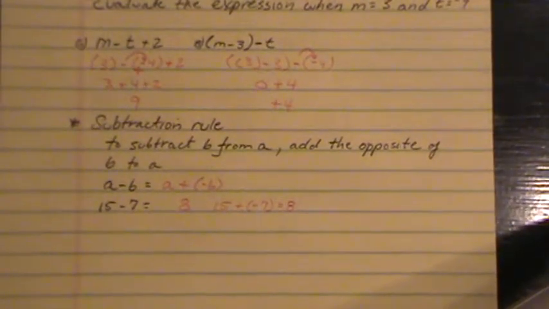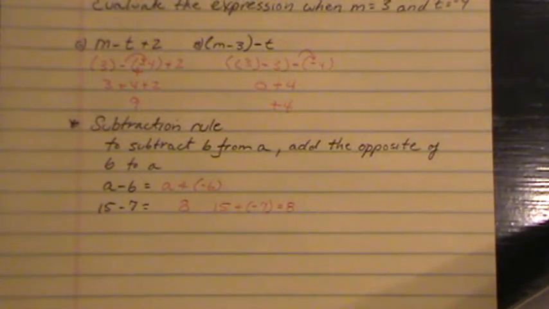Again, it's pretty simplistic. Just make sure you're multiplying your negatives through your parentheses and that type of thing, and keeping your signs alike. Other than that, it's pretty self-explanatory.